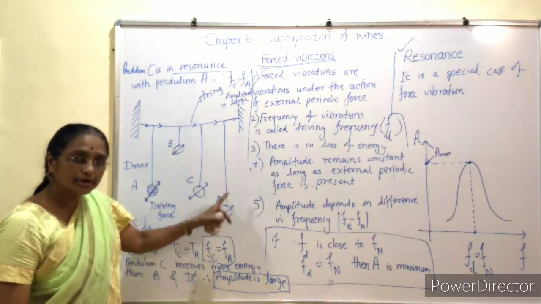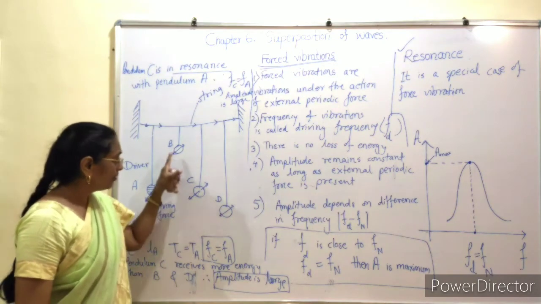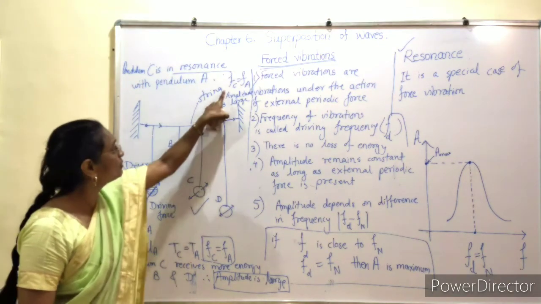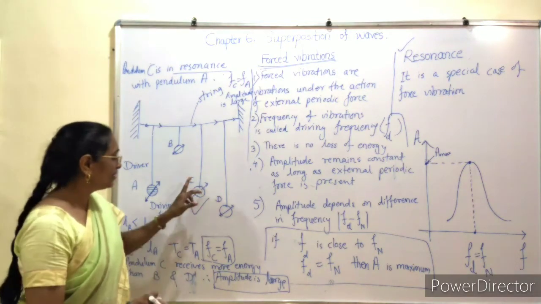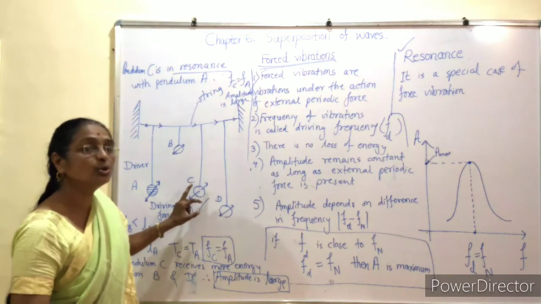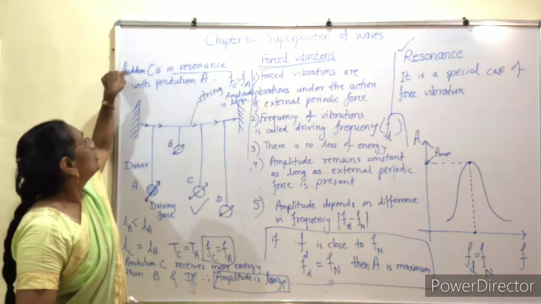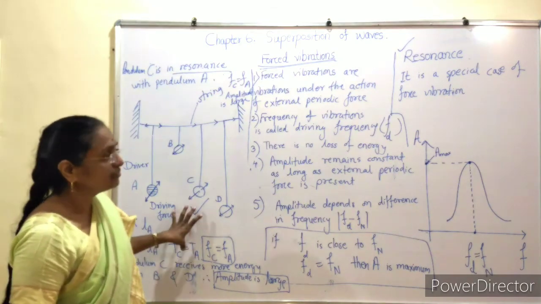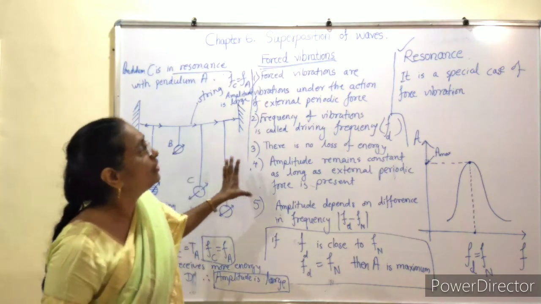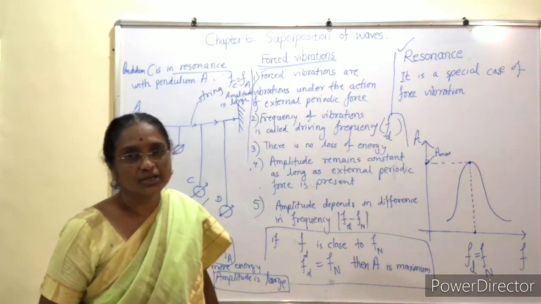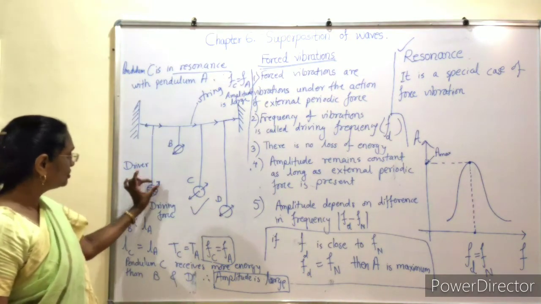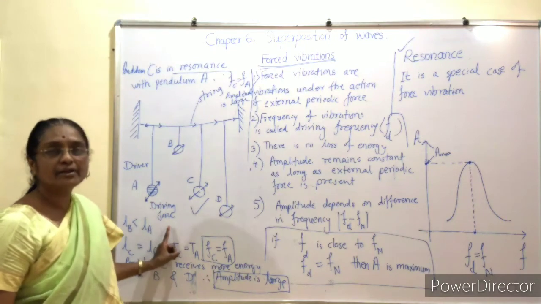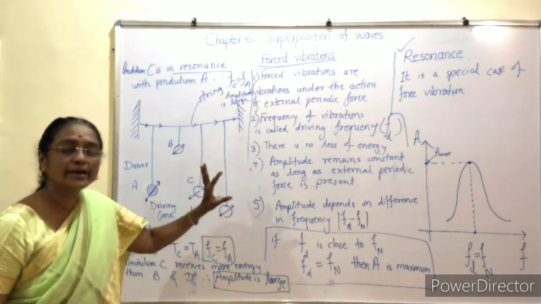All pendula are vibrating. B and D are having forced vibrations, but C is having a special type of vibrations for which the amplitude is maximum and frequency is the same. Therefore, for pendulum C, we call those forced vibrations resonance. So pendulum C is in resonance with pendulum A. This is one example for the understanding of forced vibrations as well as resonance. When the energy is given to A and it vibrates, it acts as a driver pendulum, a driving force for all other pendula B, C and D.